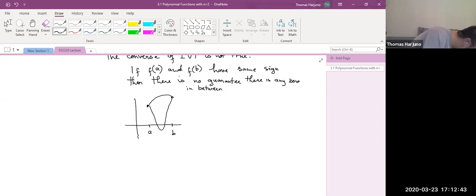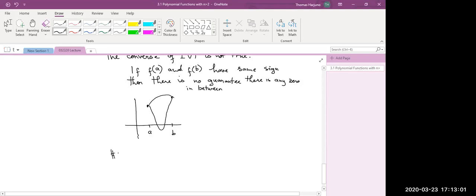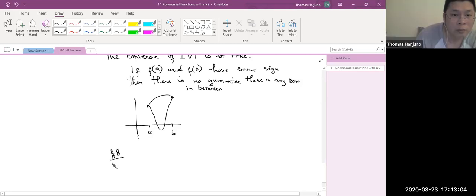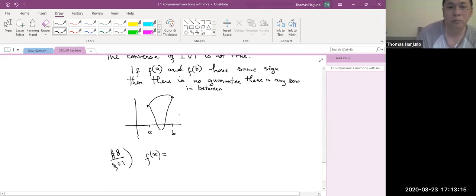Let's say, for example, we pick question number eight from section 3.1, f(x) equals 2x to the four plus 3x minus 2. And they tell us to observe at a equals 0 and b equals 1.